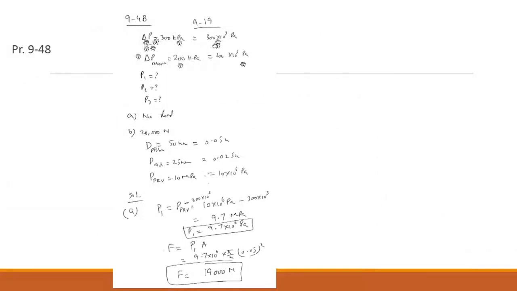And for the return line, delta P, the pressure drop is 200 kilopascal. We need to find P1, P2, and P3 for no load at the rod, and for a 20,000 Newton load attached to the rod of the hydraulic cylinder. Okay, what else is given?